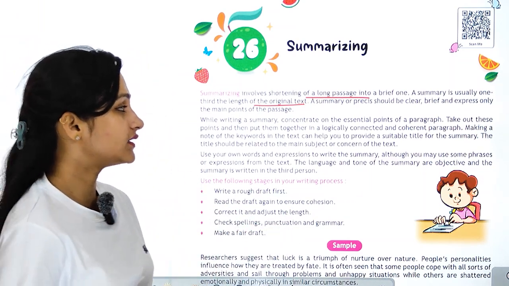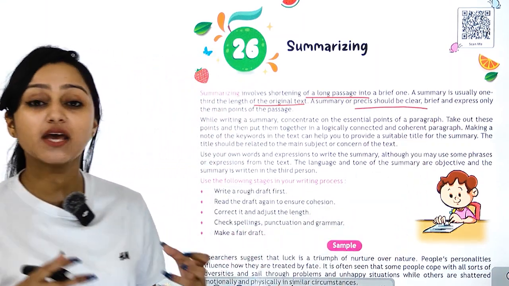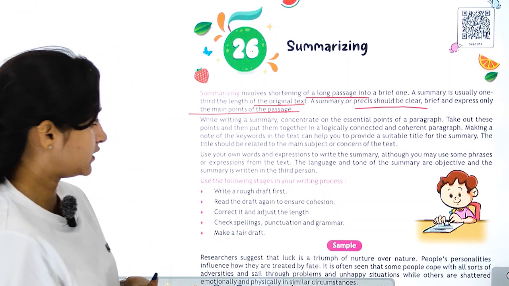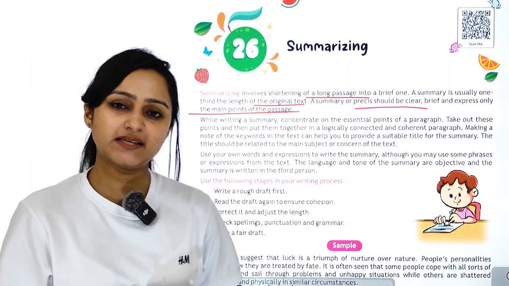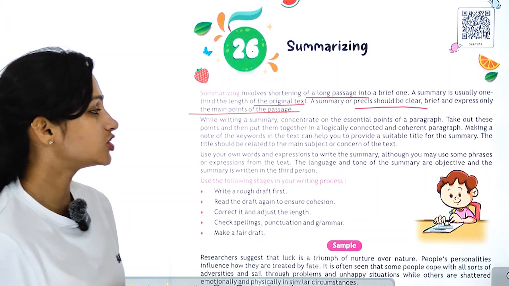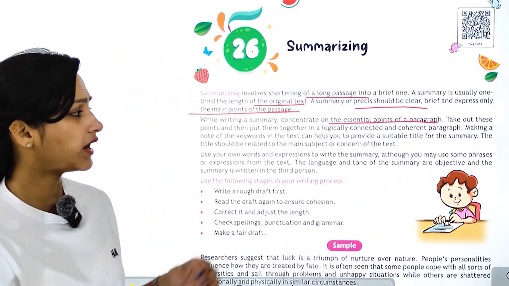A summary or process should be clear. जो summary का process होना है वो clear होना चाहिए, brief होना चाहिए, expressive होना चाहिए, and express only the main points of the passage. जो main points है वो explain करें वहाँ पे बस. While writing a summary, concentrate on the essential points of a paragraph. आपको important points पे focus करना है.